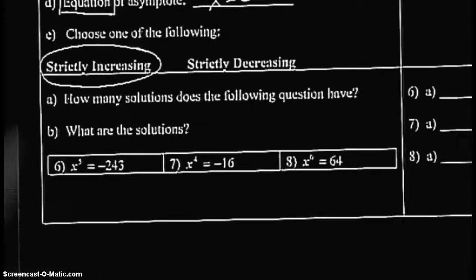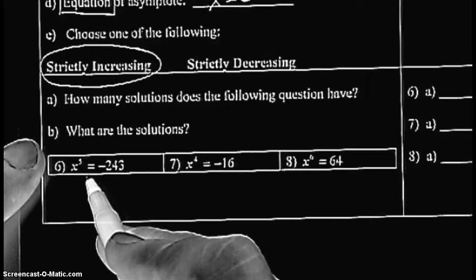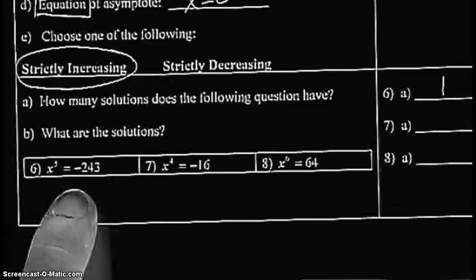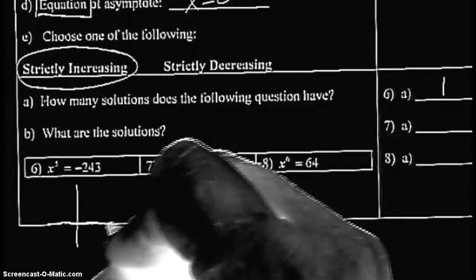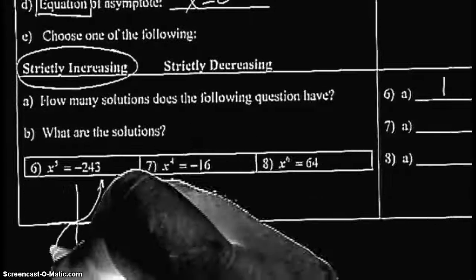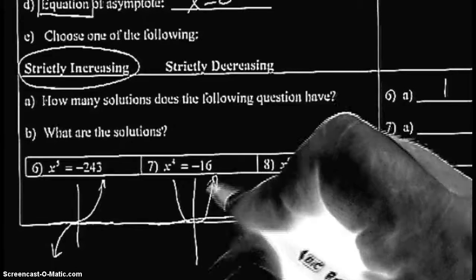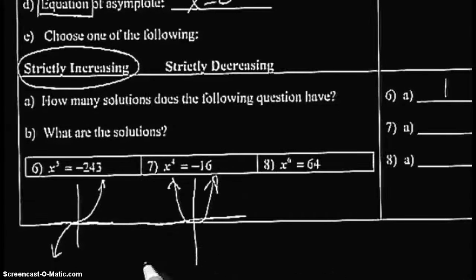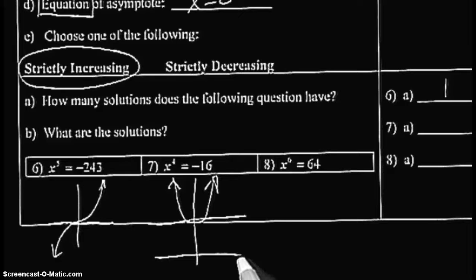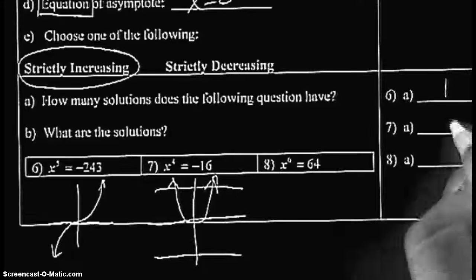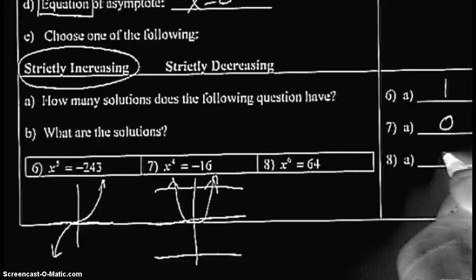How many solutions does each of the following questions have? Let's see here. This function only has one solution, right? Because the odd powering function has one solution no matter where you are, whereas the even powering function, this one has no solutions, right? Because negative 16 never crosses it. This one is also the even, but it's got a positive, so it'll have two solutions. So it's 1, 0, and 2.